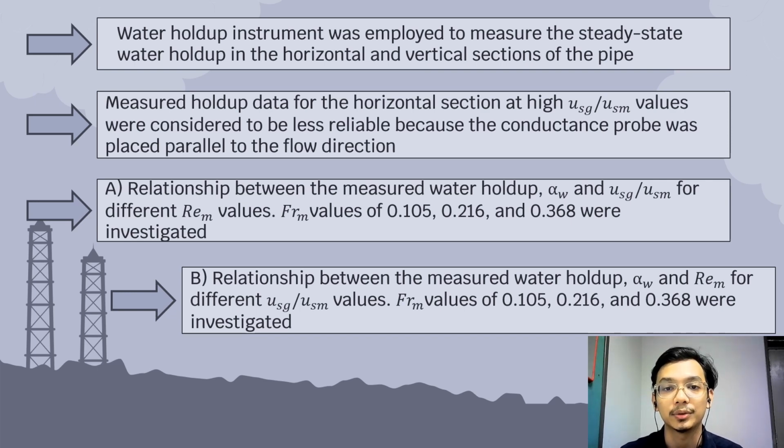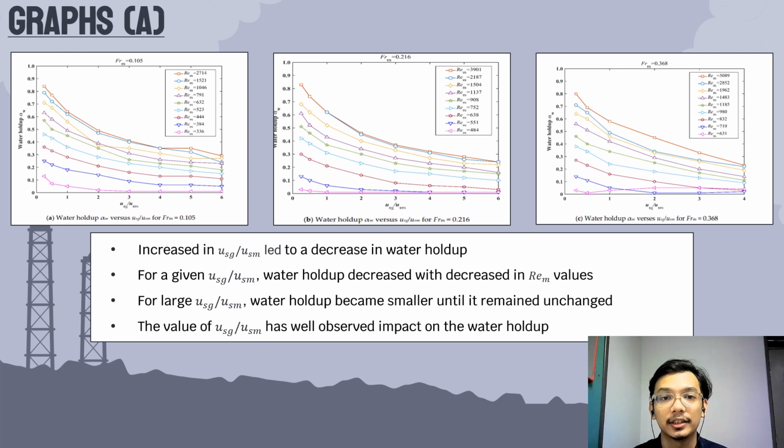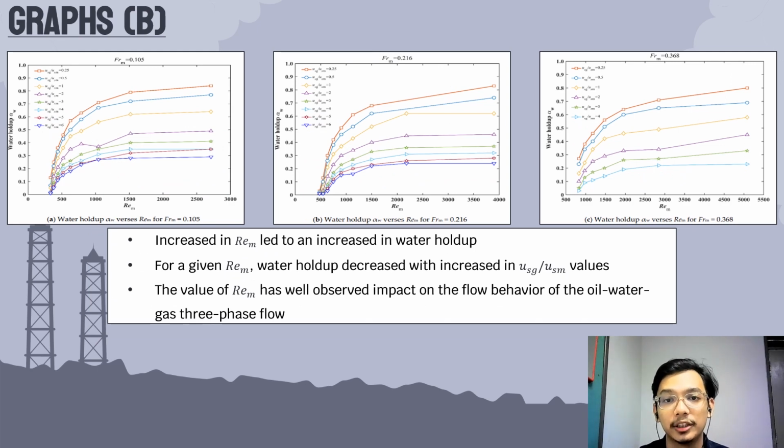There are two sections to this part, where part A and part B can be seen on the slide. For part A, three graphs were obtained, and the relationships that can be observed are as follows. Meanwhile, for part B, three graphs were obtained and the relationships that can be observed are as follows.